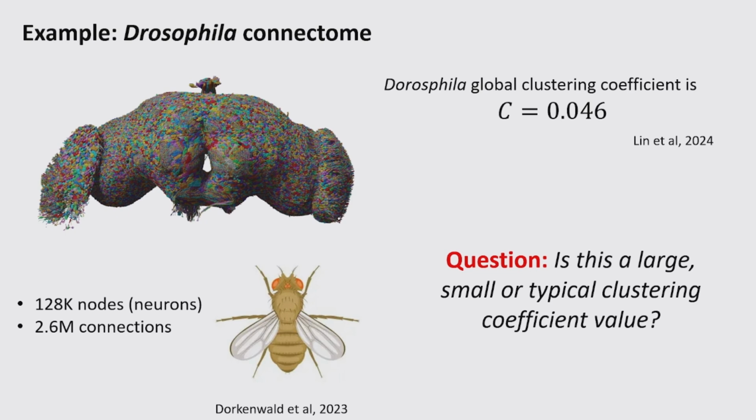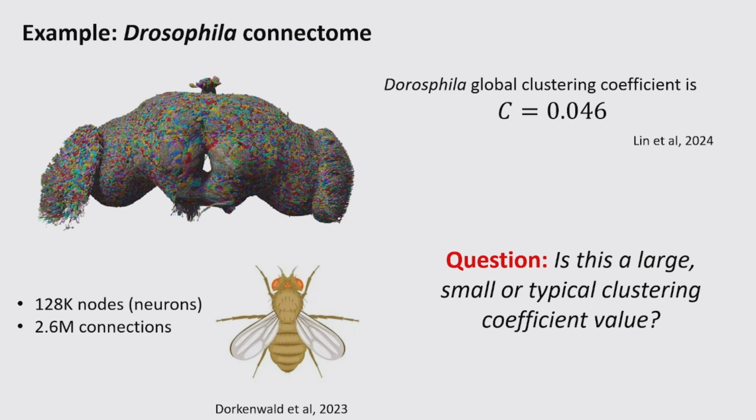So I'm going to begin with an example. Actually, I'm going to motivate most of my content relative to the Drosophila connectome. This was a connectome that was recently mapped. It's a huge connectome, millions of connections, and roughly 128,000 nodes. The nodes in this connectome correspond to neurons.